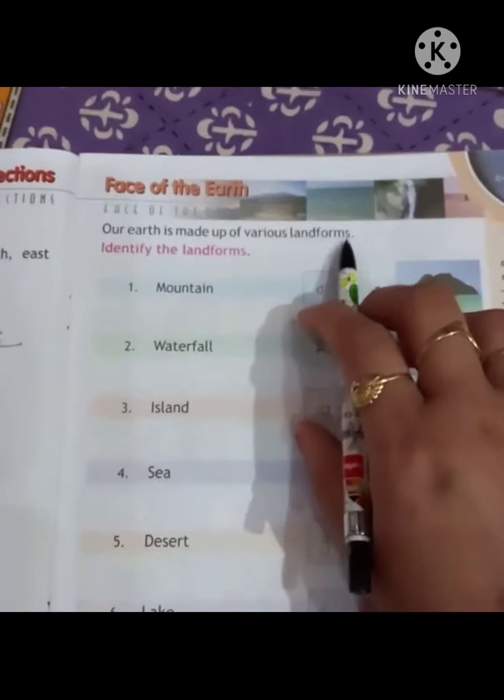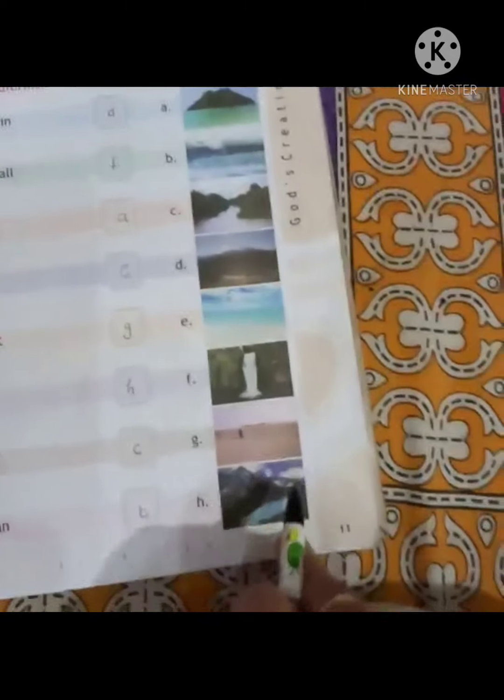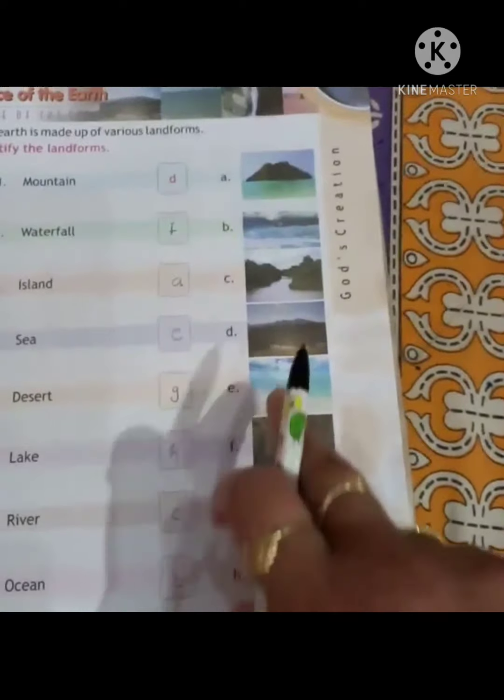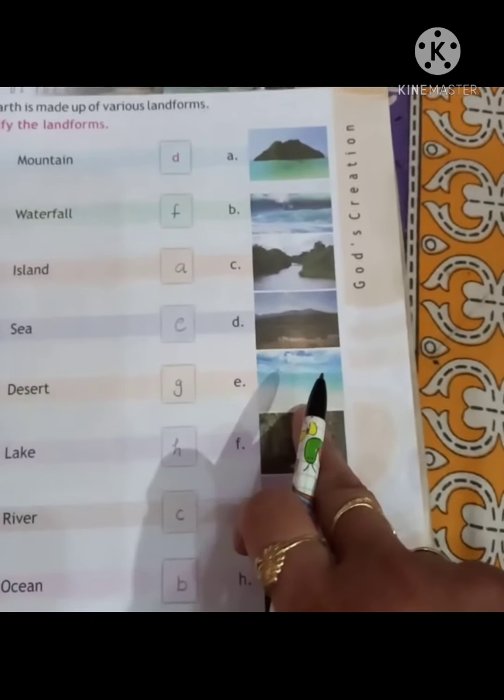These are the parts of our land. So they are the landforms. My dear students, here we do not see any detail. We are watching only these pictures. So my dear students, you can paste this picture in your notebooks.